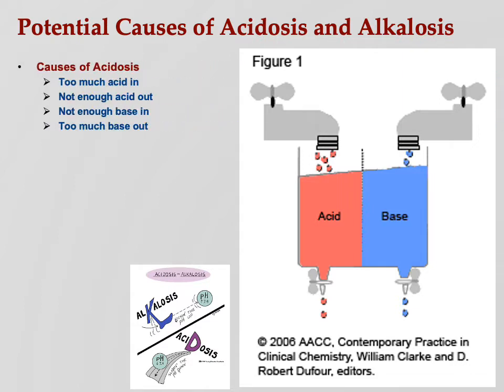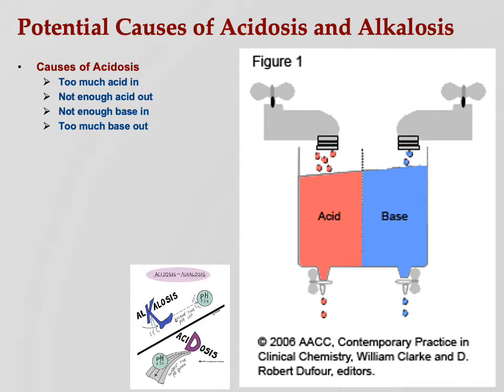Remember, you're moving acid into your body, you're also moving acid out. What if you put too much acid in? Yeah, acidosis. What if you don't let enough out? Well, yeah, that's also going to cause too much acid. What if you don't let enough base in? Because base will neutralize the acid. So if you don't put enough base in, but you put in the normal amount of acid, yeah, you're going to end up with acidosis.